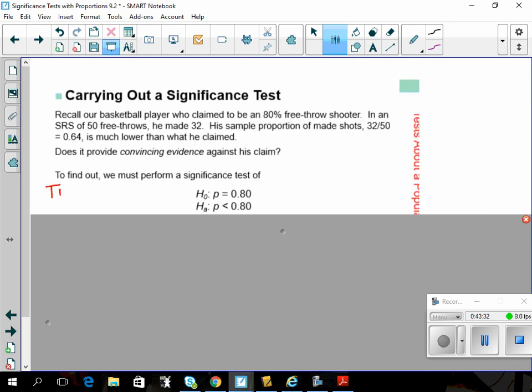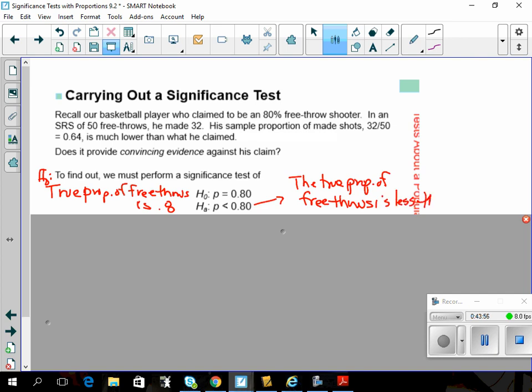So this is going to be the true proportion of free throws is 0.8. That's your null. And your alternative would be the true proportion of free throws is what? Less than 0.8. Okay, so in context and in letters. All right, the next step says choice of test.